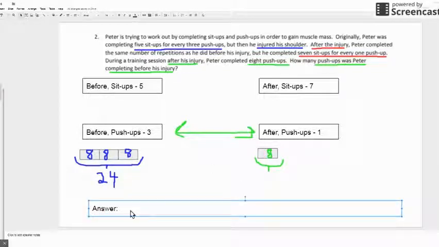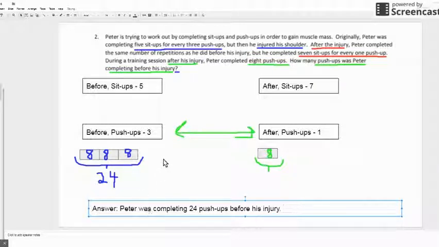Now let's go ahead and come down here. Was Peter completing before the injury? I know it's a question because of this key thing here called a question mark. Okay, so Peter was completing... Excuse me. How many was he completing? He was completing the 24 right here, the 24. We're talking about push-ups. Before, of course, this is before his injury.